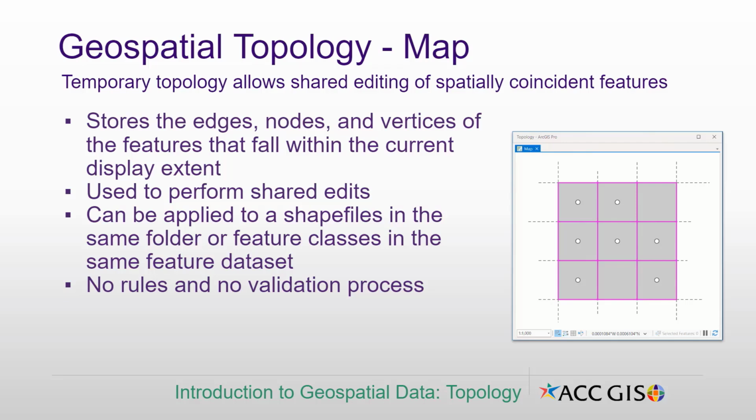Last, map topology is a temporary topology that allows shared editing of spatially coincident features. It stores the edges, nodes, and vertices of the features that fall within the current display extent. And then you can use that temporary topology to perform shared edits. So for example, in the illustration on the right, you can see how instead of editing 4 different vertices to move the shared boundary between the two polygons, I can just either move 2 vertices for the shared edge, or I can even just move the edge itself. This allows for much more efficient editing and can reduce errors when editing as well.